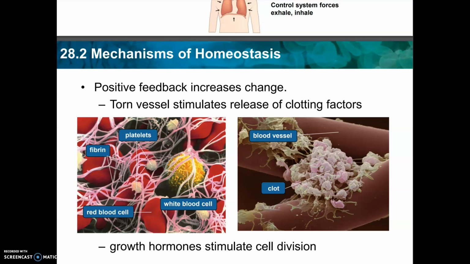In the image to the right, we can see another example. This is pretty much the same as the image to the left, but it has been zoomed out. This is a blood vessel, and you can see the result of the clot outside of the blood vessel. Right, another example of a positive feedback loop would be growth hormones stimulating cell division.